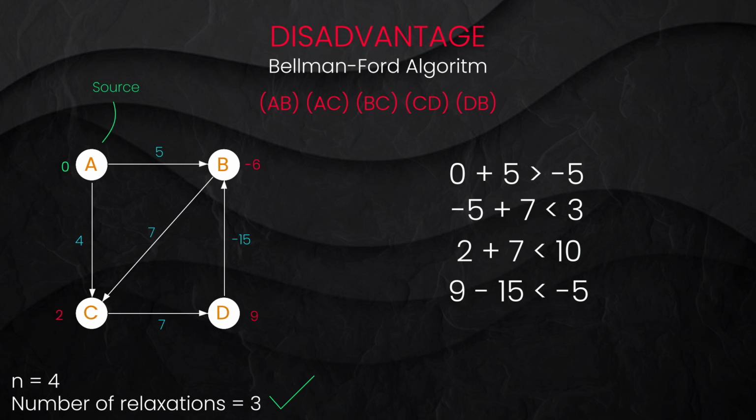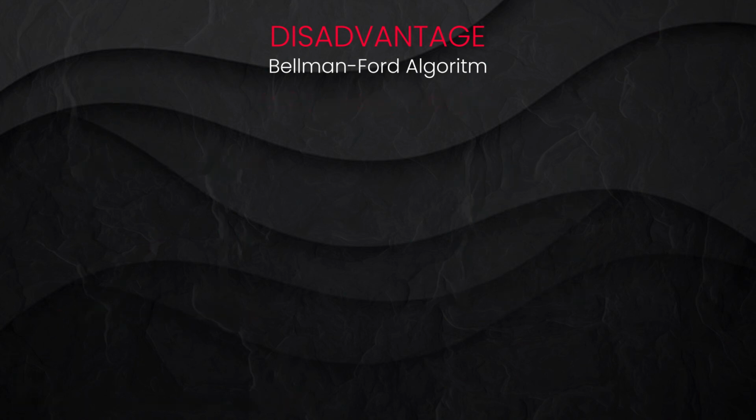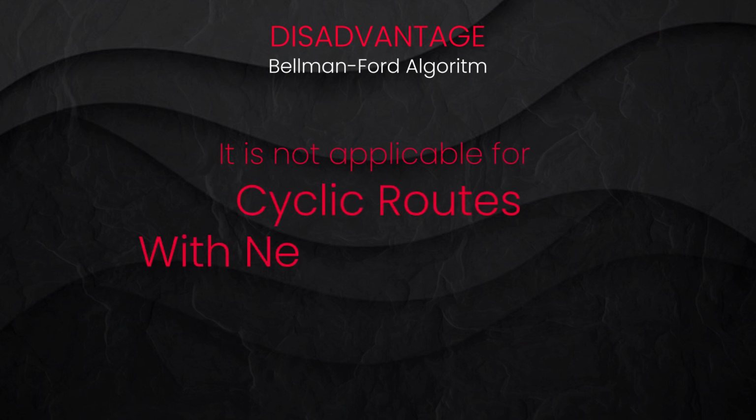So as per the Bellman-Ford algorithm, we have to stop the iterations at 3. But a fourth iteration is also possible. So this cycle continues till there are no changes in the iteration. So this is the main disadvantage of the Bellman-Ford algorithm: it is not applicable for cycles with negative weights.